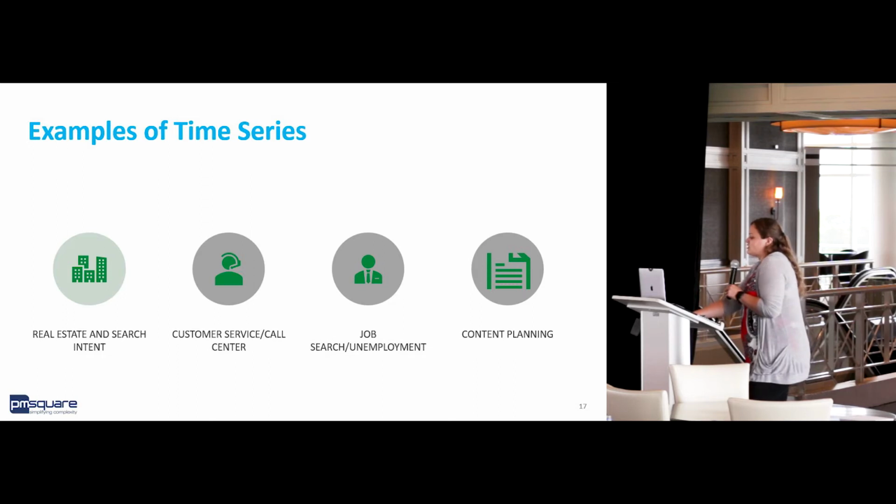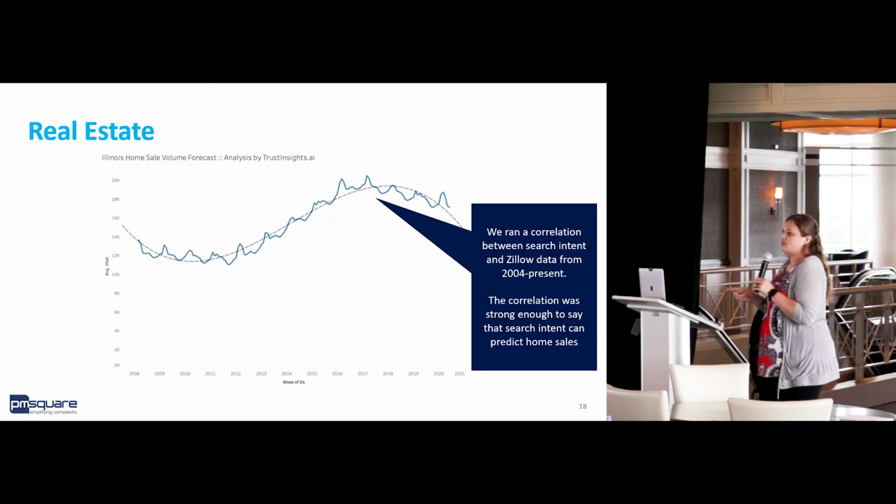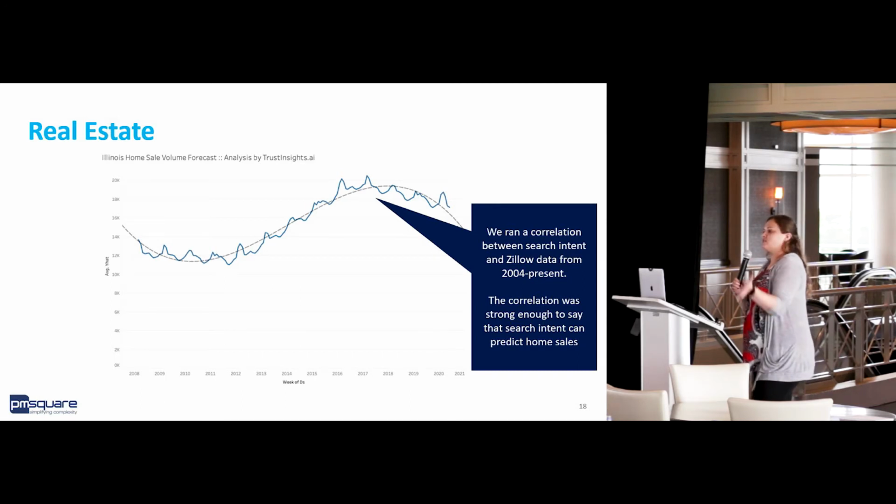So when we look at the real estate market, before we ran the time series forecast, we actually did a correlation between search intent of people looking for homes near me, homes for sale, using Google Trends data and correlating that with Zillow data. The data set was from 2004 to present, and what we found was that the correlation between the two data sets was strong enough that we can say with confidence that people looking on Google for homes for sale near me is indicative of the volume of homes that will actually be sold. It's not just a random coincidence.